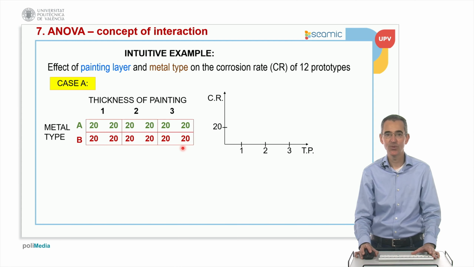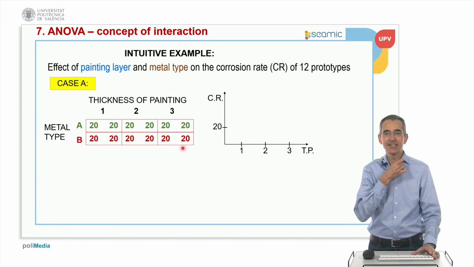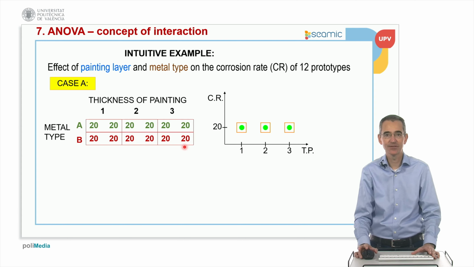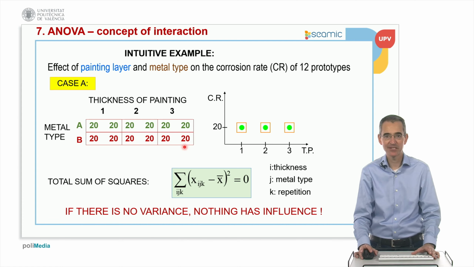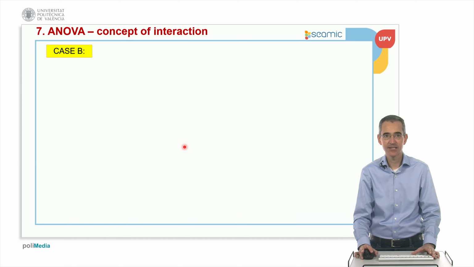So obviously we don't have variability. If we represent the results here, we will see that all the values are 20, so there's no variability. The sum of squares is 0, so we have nothing to analyze. Of course, this case never happens in practice. Then let's consider this other case.